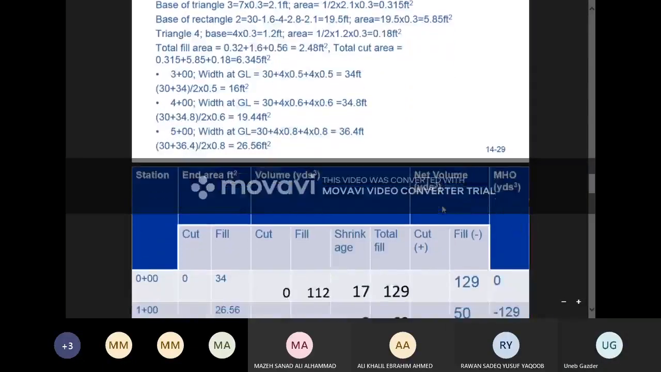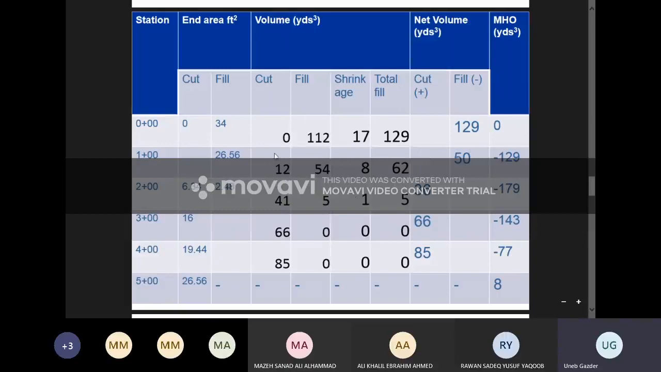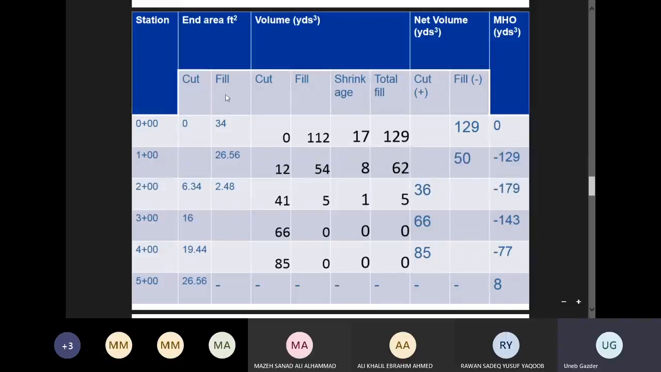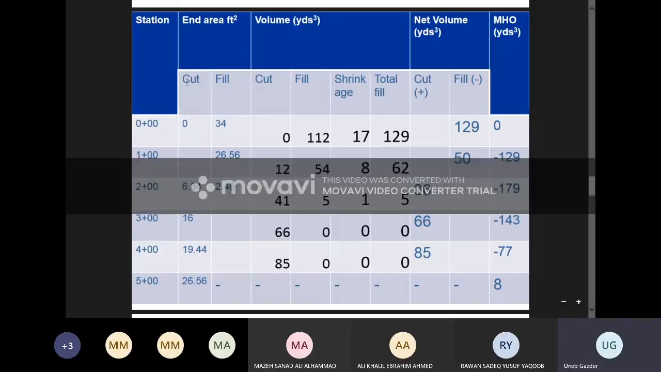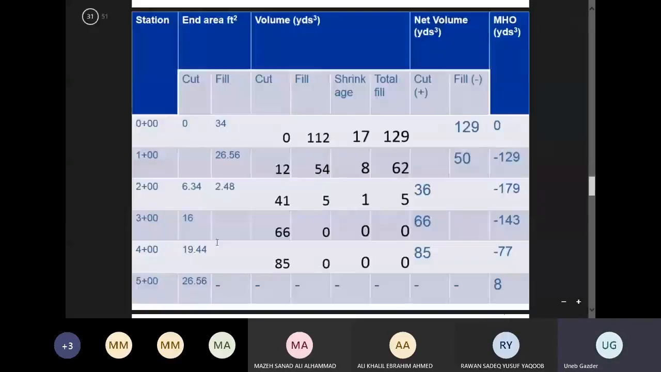Okay. Coming towards the calculation of volume and then the drawing of the mass haul diagram. Okay. So you have to prepare a table for the calculation of volume and the mass haul diagram. The first column in the table is the stations. Okay, so we have station 0, station 1, 2, 3, 4, 5, the same as it was given. And then we have two columns for the end areas which you have just calculated. Okay, for each station, you will put the area in the respective column for cut and fill. Okay, so if I go to the figure, the first area was fill. Okay, so you see in the table, the cut is 0 and the fill is what we calculated.